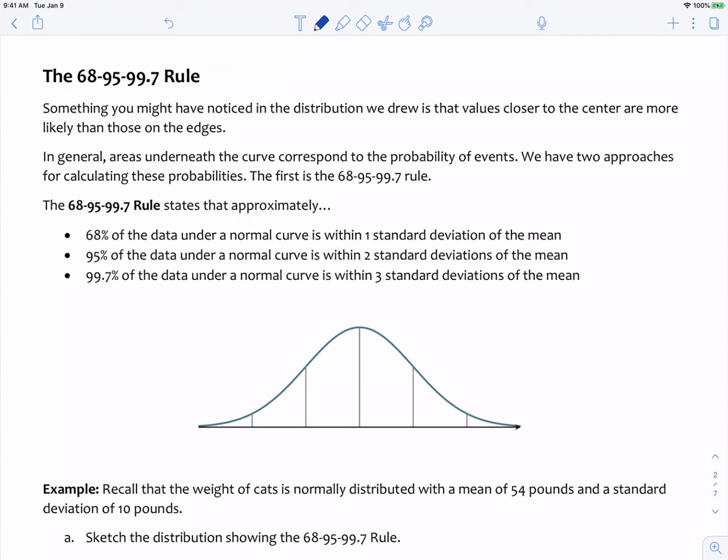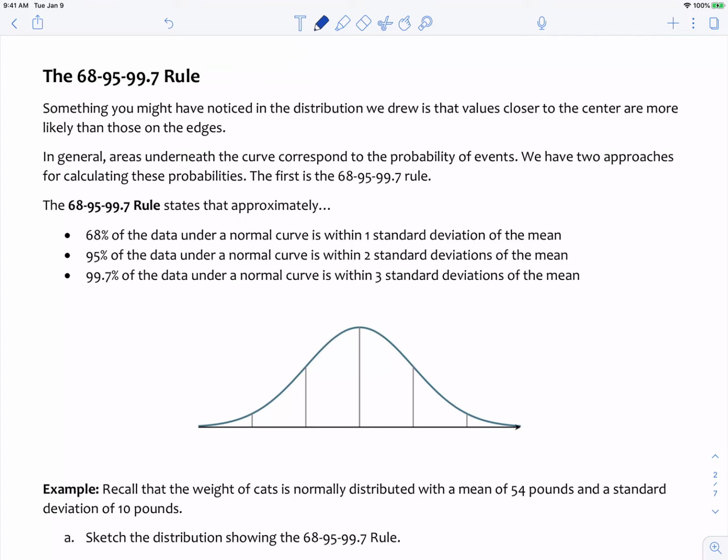Now, for the normal model, we've talked briefly about the idea of frequency and that most of the values are going to lie around the mean. And this is the other rule that gives us a little bit more specifics about that. So the 68, 95, 99.7 rule is going to give us the frequency distribution basically for our model. Something you may have noticed in the distribution we drew is that the values closer to the center are more likely than those on the edges. And in general, areas under the curve correspond to the probability of events.